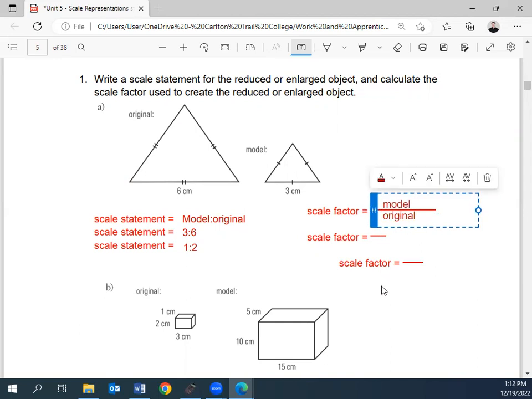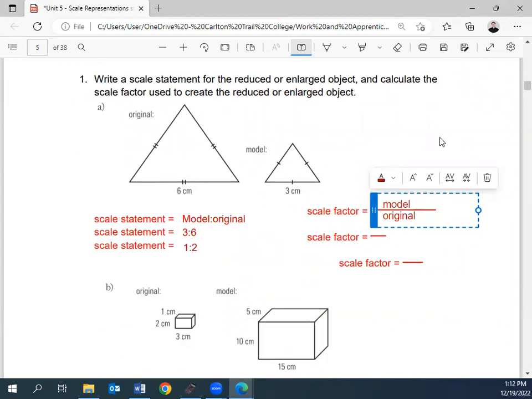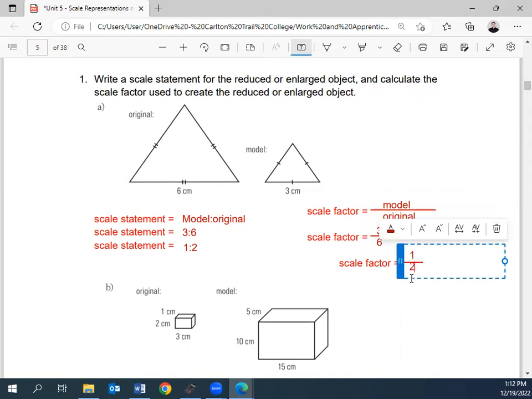So model to original. Scale factor, remember, is a number by which the dimensions of an original figure are multiplied to produce an enlargement or a reduction. Again, we'll come back to that, but they are different things. When it asks for a scale statement, it's in a ratio. When it asks for a scale factor, it's in a fraction. So in this case, my model's 3, my original is 6. Same thing. You simplify those both, you end up getting 1/2. This is all on your screen, but I just wanted to go into that.